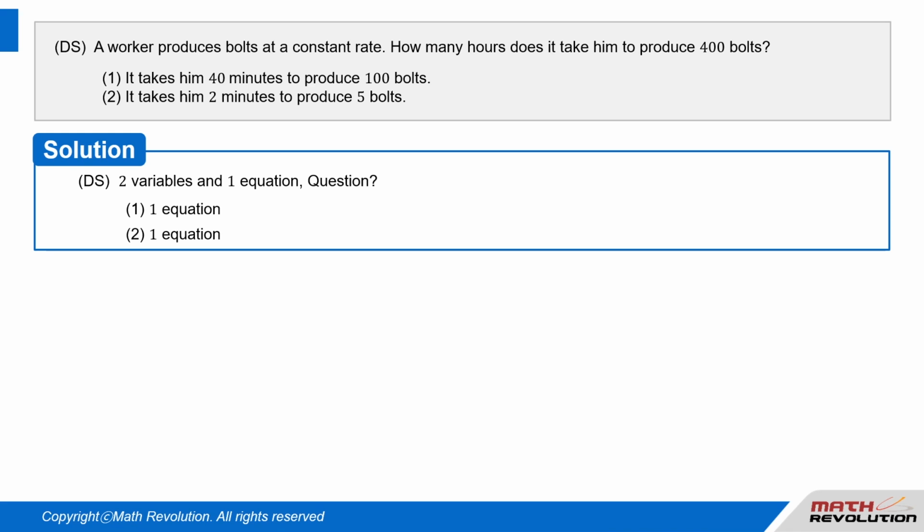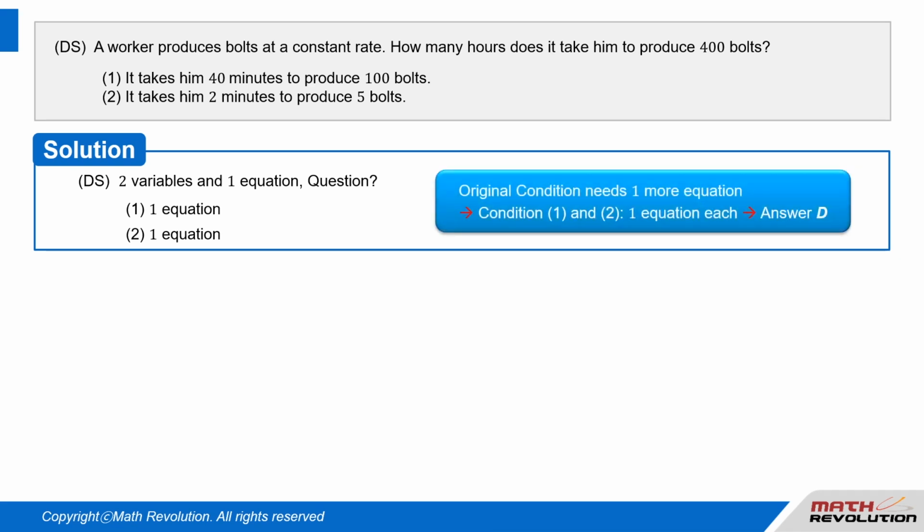Let the original condition in a DS question contain 2 variables and 1 equation. Now 2 variables and 1 equation would generally require 1 more equation to allow solving for the variables. We know that each condition would usually give us an equation, and since we need 1 equation to match the number of variables and equations in the original condition, the equal number of equations and variables should logically lead to answer D.